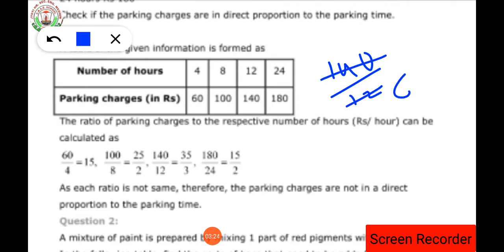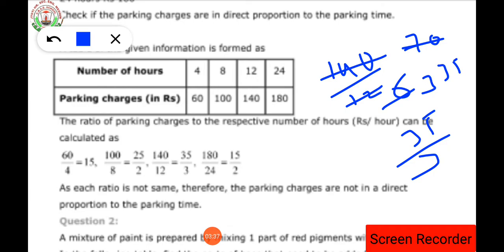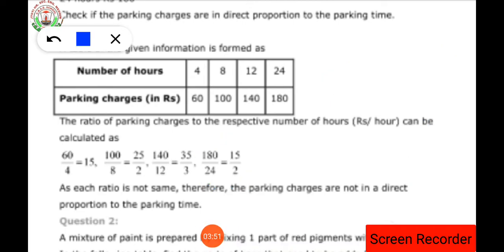So here 12 becomes 6 and 140 becomes 70. Then again it gets cancelled: 6 becomes 3 and 70 becomes 35. So 35 upon 3 will be the answer. When we want to divide, we can divide it and get the answer in the form of a decimal. In the same way, when we divide 180 upon 24, we get the answer 15 upon 2.